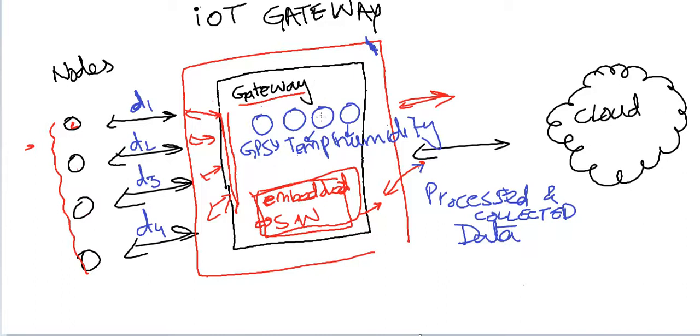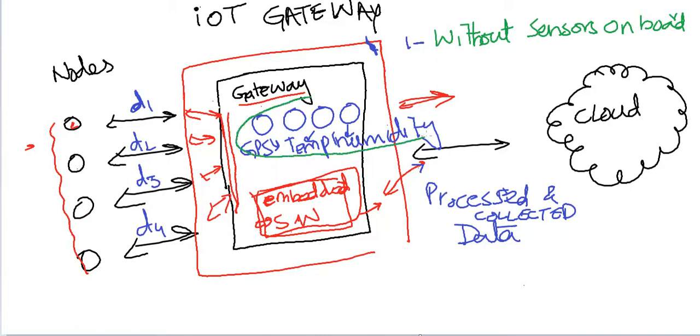So we have talked about two kinds of gateways. Number one, without sensors on board. On board means there were these sensors. Without these sensors, this is one, and then two is with these sensors on board. With sensors on board, all other things are the same.